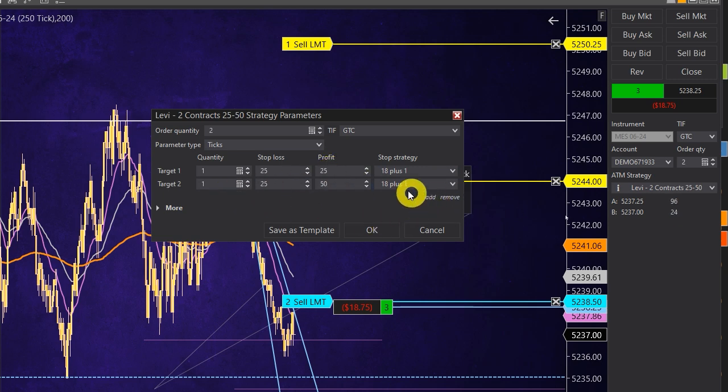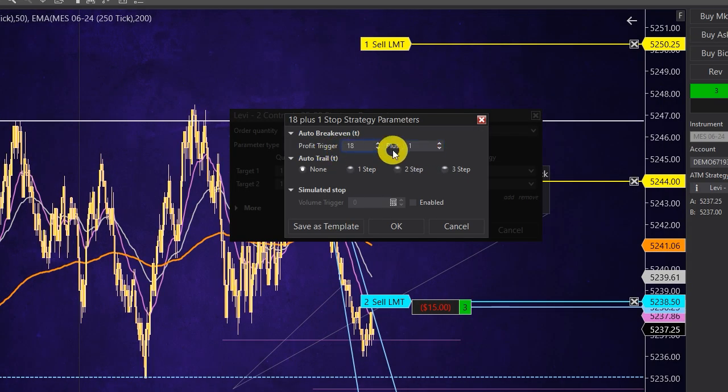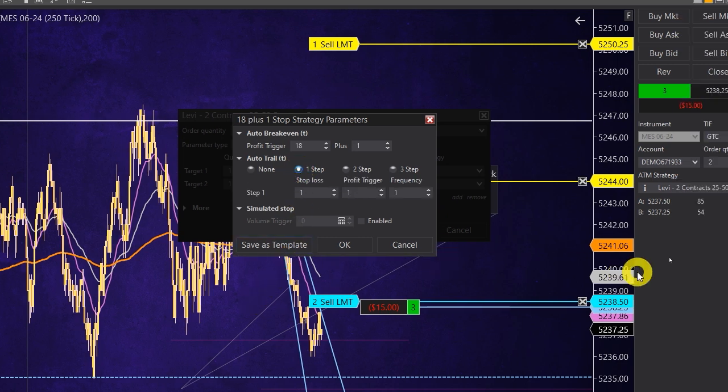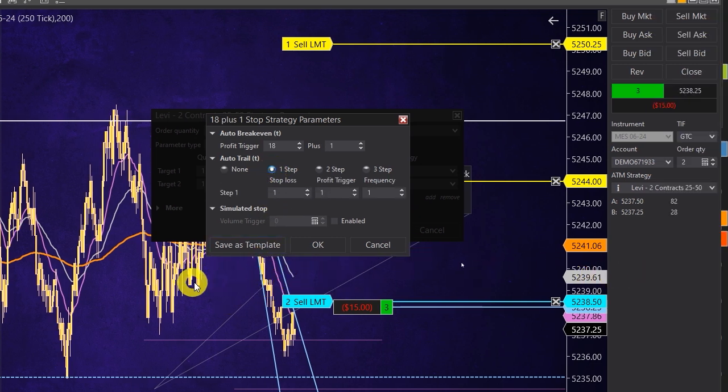Now, what we have with this stop strategy here, that's the break even strategy. Okay, the trailing stop I do not have set yet, and I'm still trying to figure out how to do that. That's why I'm testing this. That's why I'm practicing today.